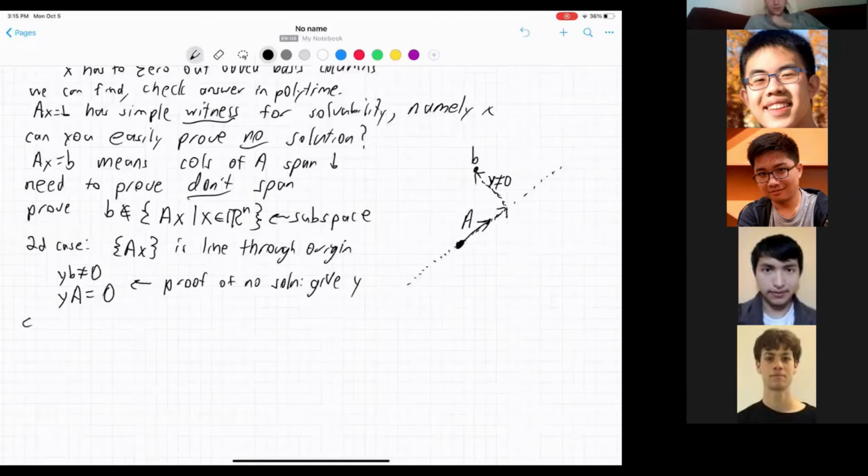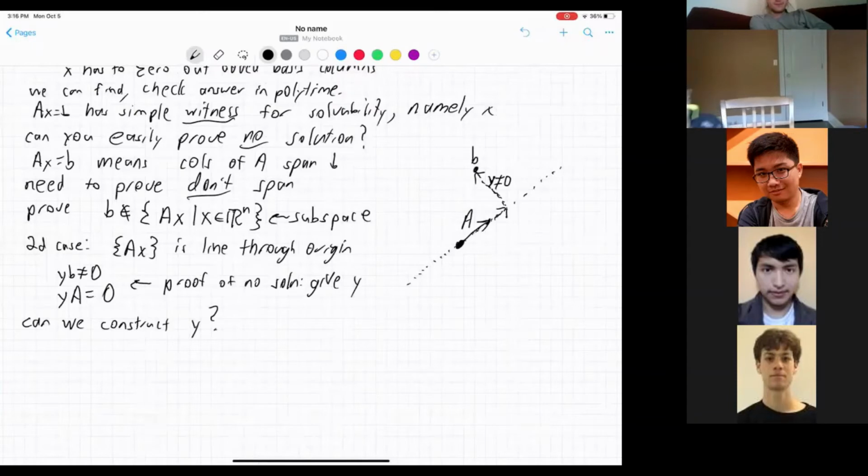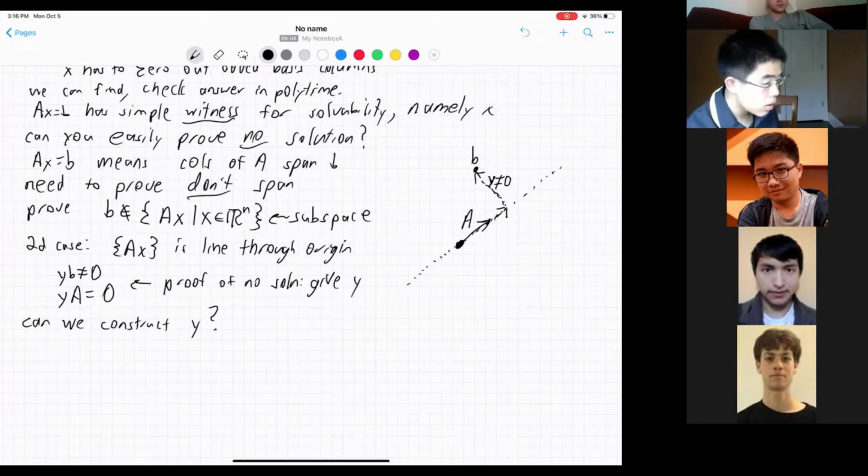Well, let me ask. Can we construct the proof? That is, can we find this vector Y? Well, do we know the component of B along A? Isn't that just like A dot product of B or something? Good. So we can do a bunch of math to essentially subtract out the projection of B onto A, right?